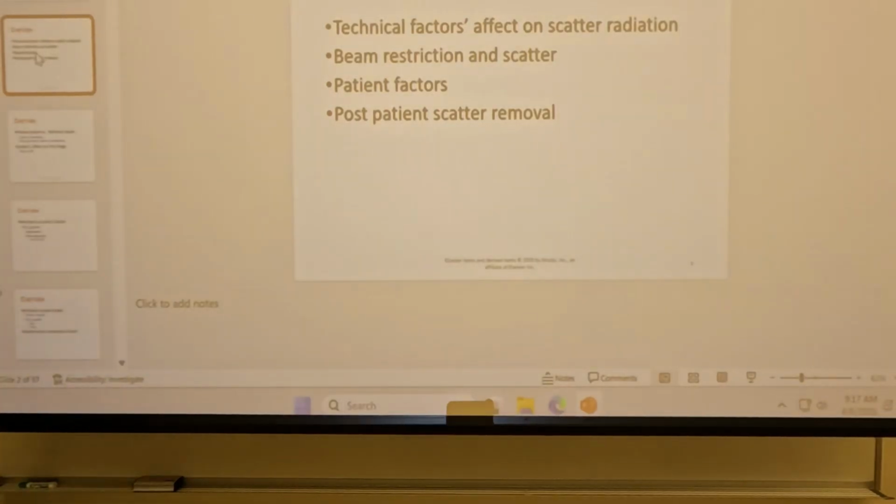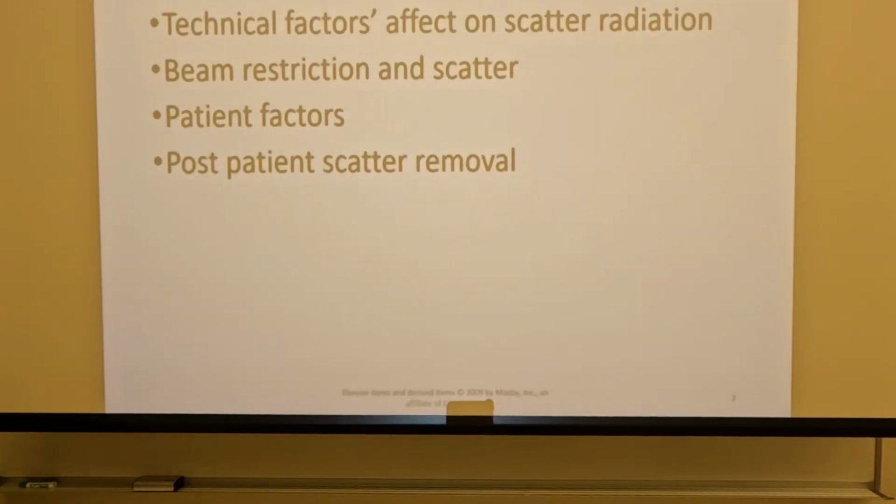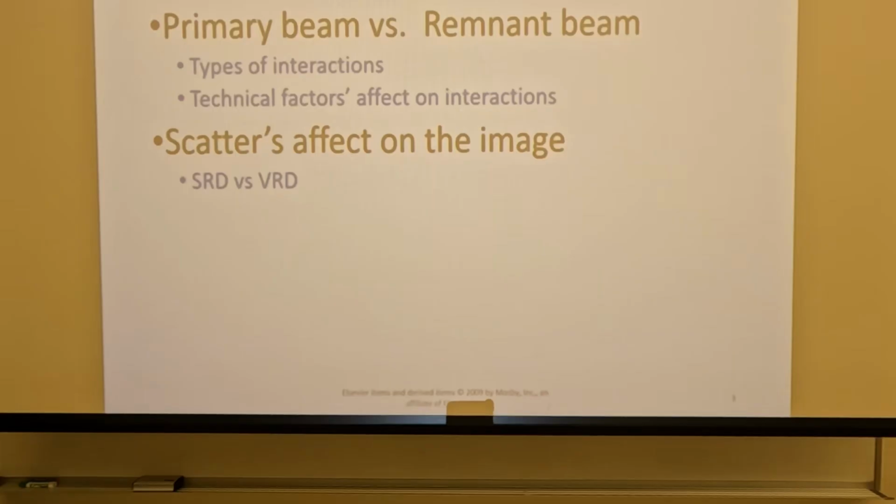Right, so as we've talked about earlier in the semester, technical factors' effect on scatter, beam restriction and its effect on scatter. Keeping in mind that anything that changes exposure to the patient, in beam size, be it thickness or the area of collimation, changes the amount of scatter created. So then we talk about patient factors, things that you have very limited control over, and then post-patient scatter removal, which is essentially grids and air gap technique.